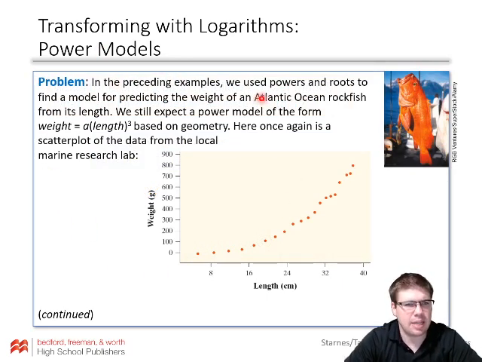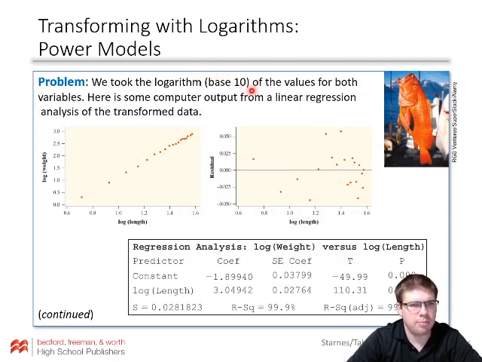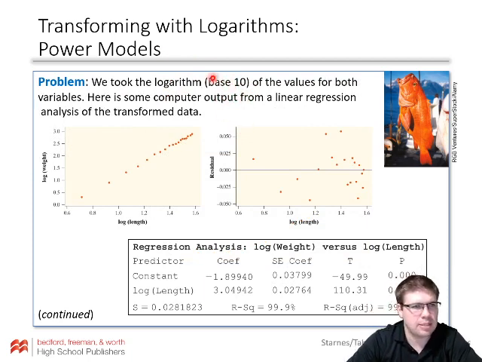So in the preceding example, we used powers and roots to find a model for predicting the weight of an Atlantic Ocean rockfish from its length. We still expect a power model of the form weight is equal to a times length cubed based on geometry. Here, once again, is a scatter plot of the data from the local marine research lab. So we see our data is curved, and they're plotting weight against length. And then they took the logarithm with base 10. It really doesn't actually matter what base you use. Those logarithm rules work no matter what the base is. But we took the logarithm base 10 of the values for both variables.